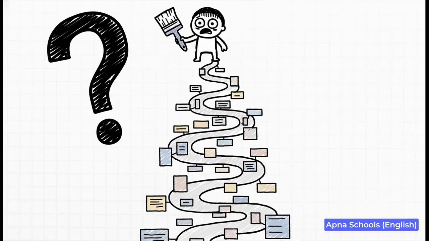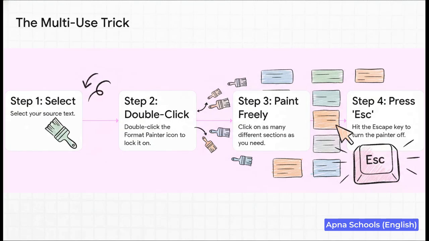Okay, that's great for one-off changes. But what about the really big jobs? You know, when you need to apply that same heading style to like 15 different sections all over a huge report, clicking the icon again and again and again, that would still be a total pain, right? Well, this next trick, this is the real game changer. Instead of a single click on the icon, give it a quick double click. Now that paintbrush cursor is locked on. It's not going anywhere. You can just fly through your document, clicking and painting every single piece of text you want to change, one after the other. And when you're all done, just hit the escape key on your keyboard to turn it off.